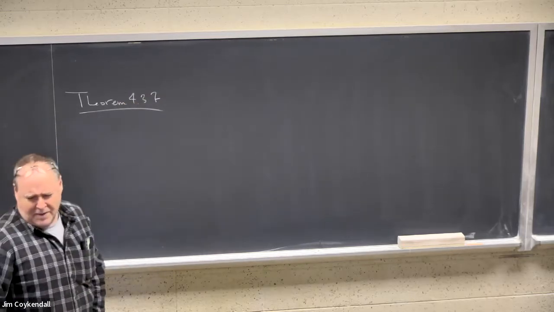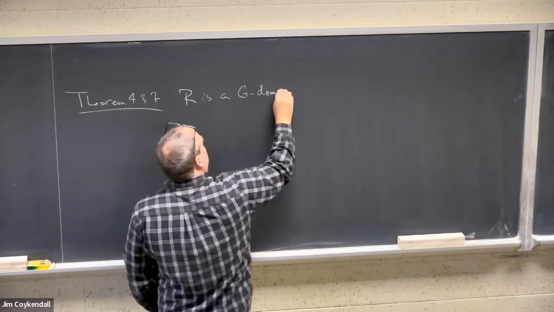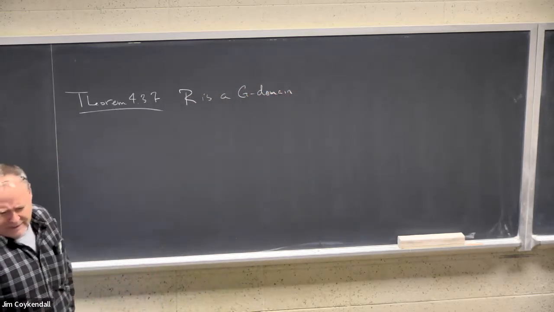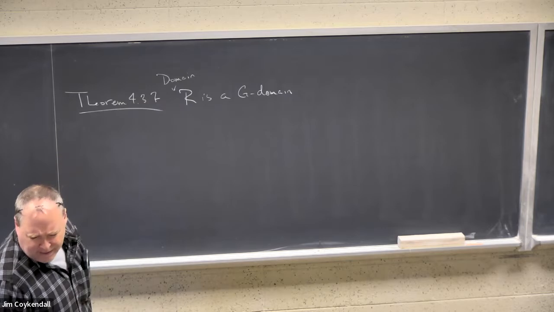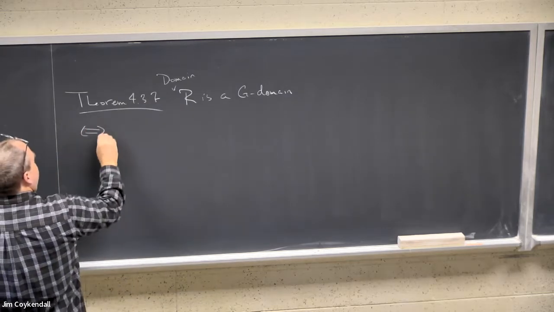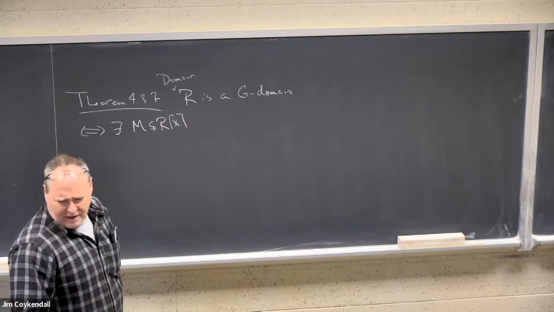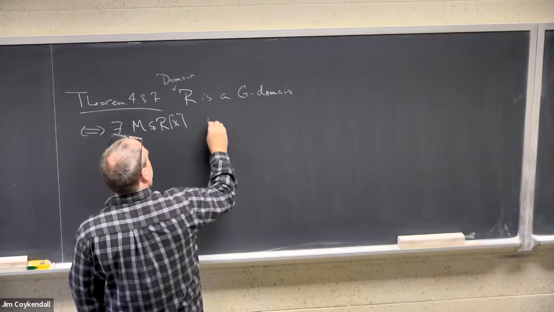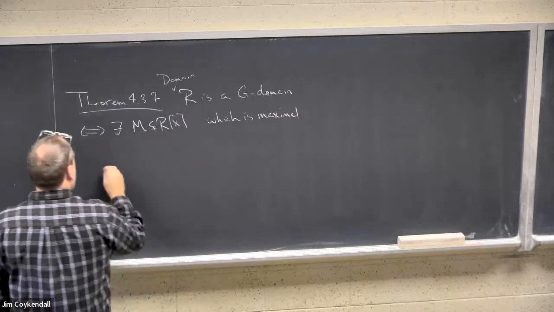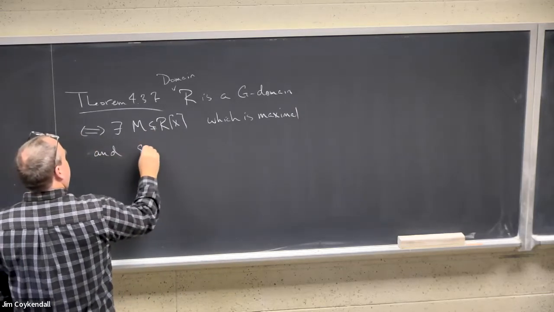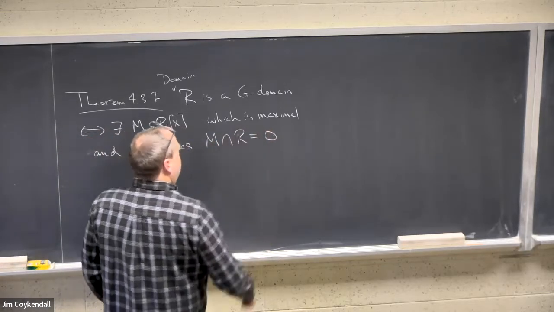Theorem 4.3.7. The domain R is a G domain if and only if there exists a maximal ideal M of R[x] that satisfies M intersect R equals zero.